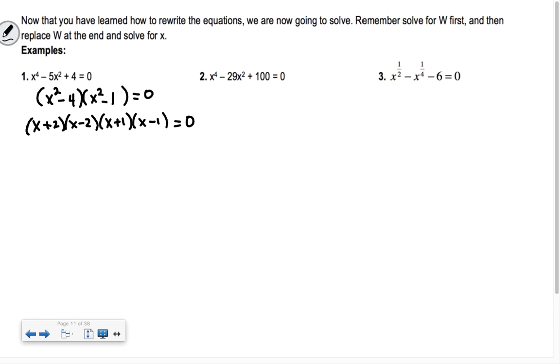So what would our 4 answers be? Nick, tell me my 4 answers. 2, -2, 1, -1. Exactly. Do you guys see them? Those would be the 4 answers. If you do that on your test, I actually prefer that way. The factoring way, to me, is much faster.